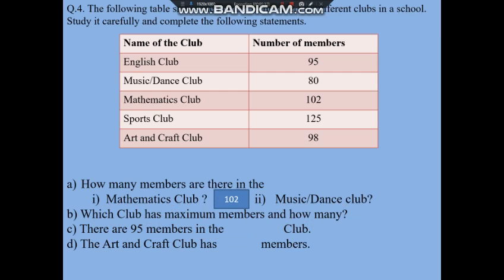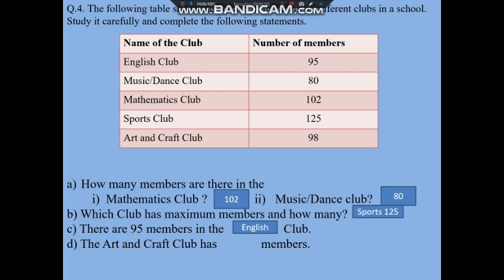The answer is 102. Music and dance club. In music and dance club, how many members are there? 80. So your answer will be 80. Which club has maximum members and how many? Which club is having maximum members? Sports club. And how many? 125. So your answer will be sports and 125.